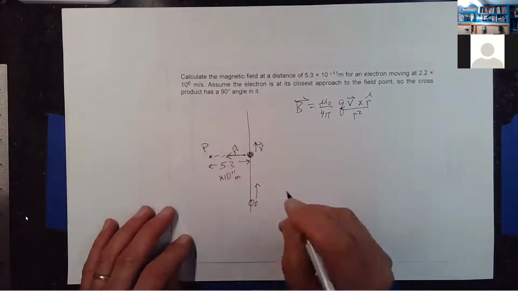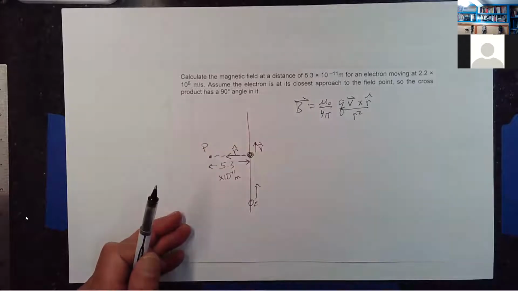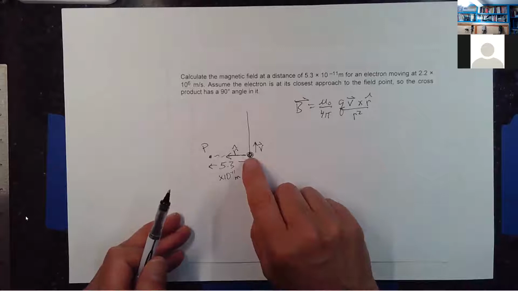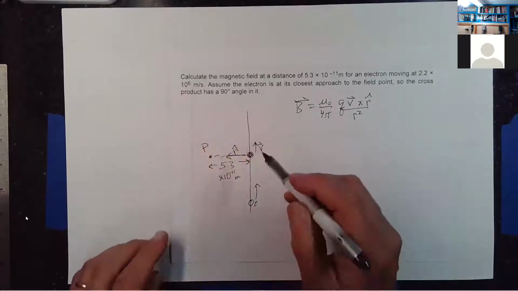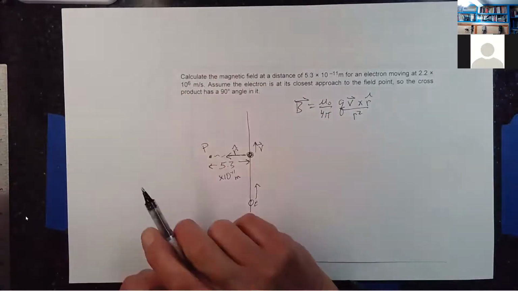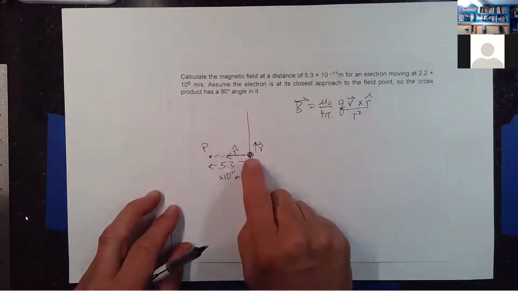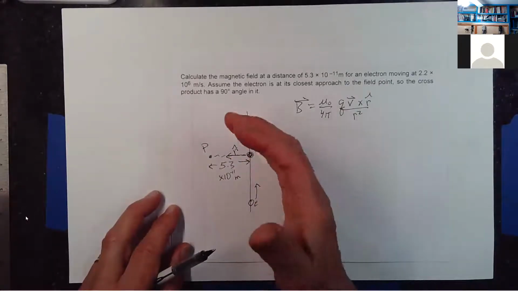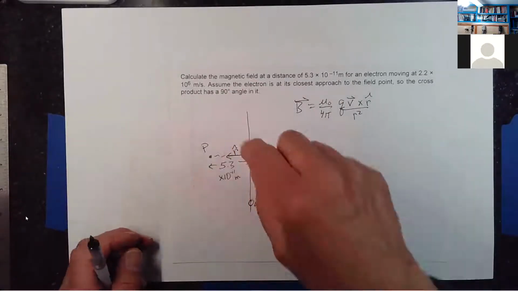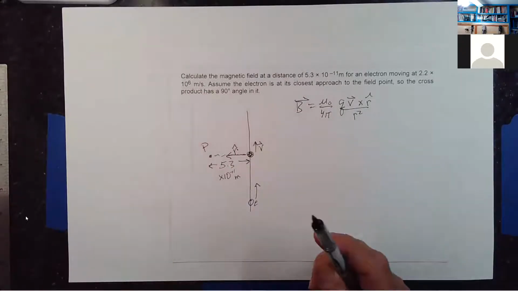So that's R hat. V cross R hat would point up, but the charge on an electron is negative. So the field of this electron is going to point down. And if you consider the electron moving in a circle, that V would always be tangent to the circle, R hat would always point in toward the center, and you'd always have the same magnetic field being produced by the electron, because it's going around at constant speed.